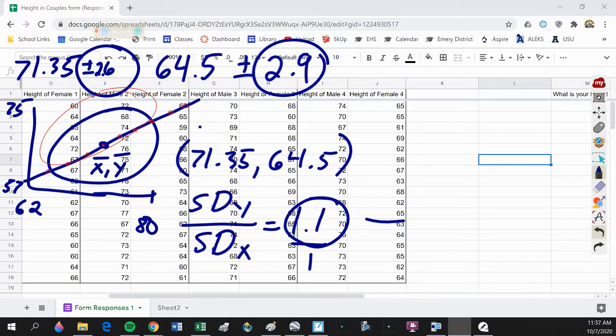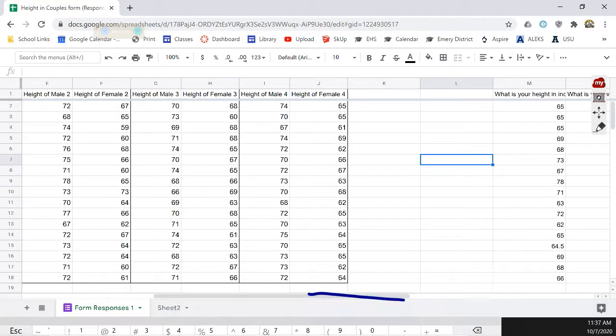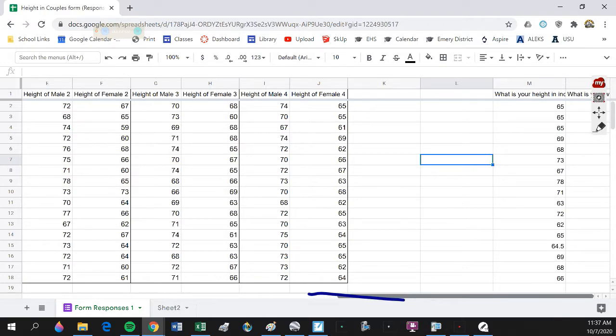All right. This one will be shorter to do. Would you say it's a good idea to predict a woman's height using the height of her partner? No, not a good idea. Is it better than randomly guessing? Yes, but it's not a good idea. All right, so let's go over here.